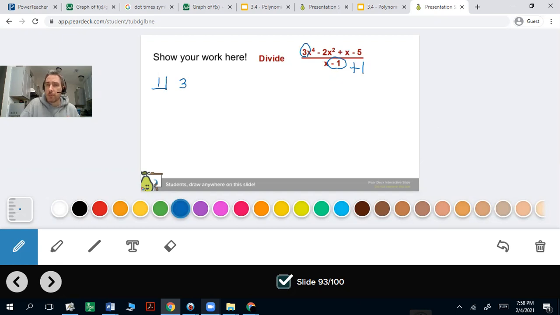So remember we started with 3x to the 4th power minus 2x squared. Where's the x to the 3rd power? All right, we're missing that. Well, in the case of a missing term, you put a 0 in there. So this is going to be 0x to the 3rd, kind of sandwiched in between the 3x to the 4th and the minus 2x squared.